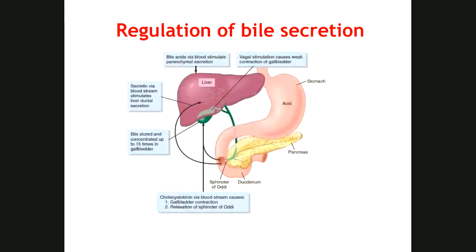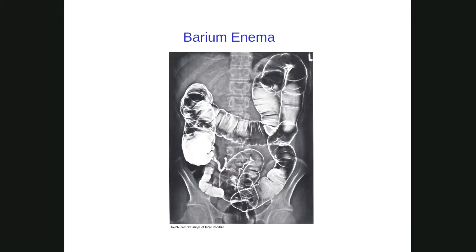So again, this is the same process of release of bile into the small intestine. This is the barium enema that I told you, which is similar to the barium meal, but the only difference is it is used to visualize the lower part of the gastrointestinal system.